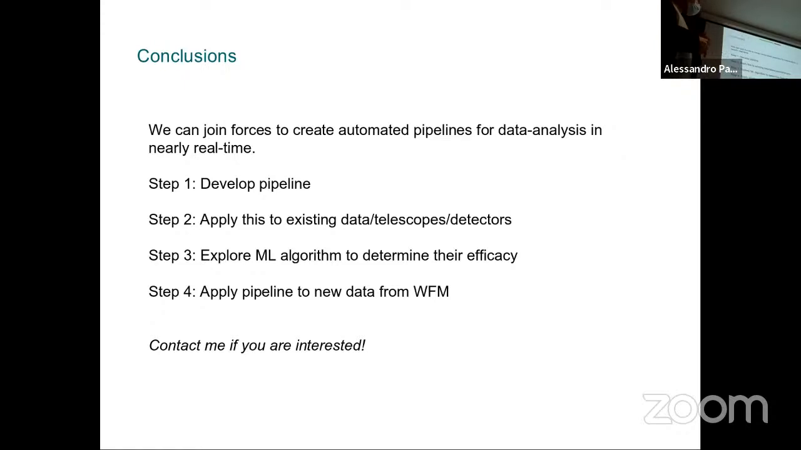And then in the future, apply this pipeline to new data from the Wide Field Monitor and be the first to basically extract the information in an optimal way from this instrumentation. And that's it. So you can contact me if you're interested. Thank you for your attention.